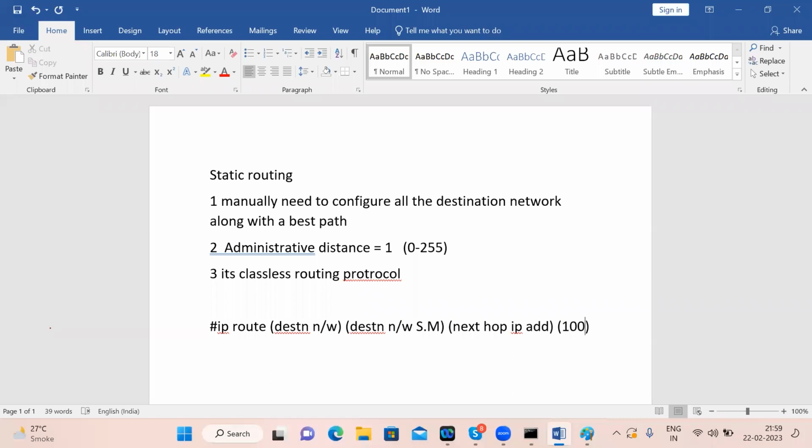So how can you change the administrative distance in the static routing protocol? IP route, destination network, destination subnet mask, next hop IP address, and after the next hop IP address, you can define the administrative distance if you want. If not, it will take an administrative distance of one by default.